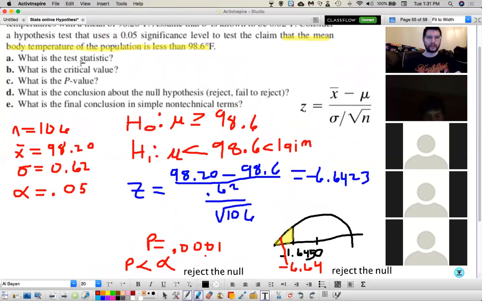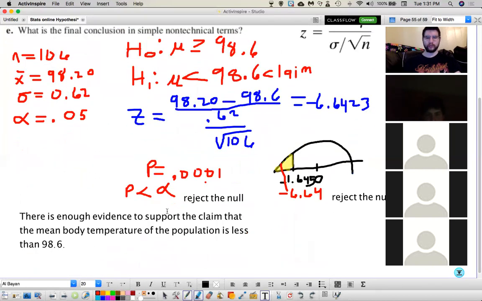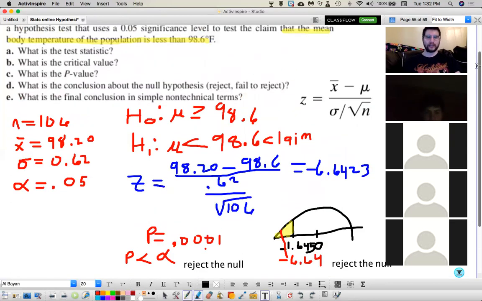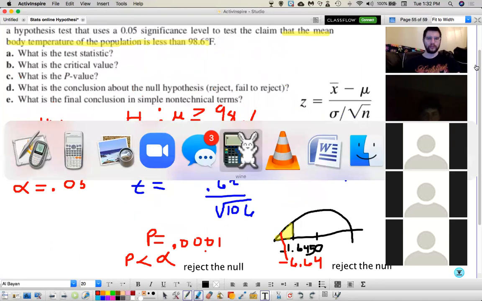So if we look at it, we got the test statistic, we got the critical value, we got the p-value, we rejected the null, and then we wrote our final conclusion. If you're doing these on your own and it doesn't specify to use the p-value or the traditional method, you can do either one. You don't have to do both. You can do either the p-value or the traditional. If you're using a TI, I'd highly suggest the p-value since it gives it to you.